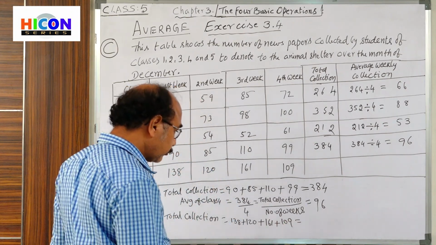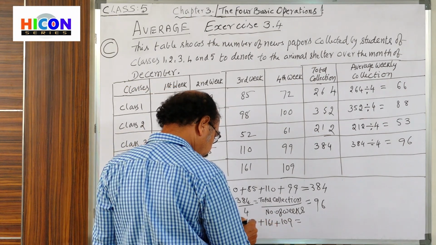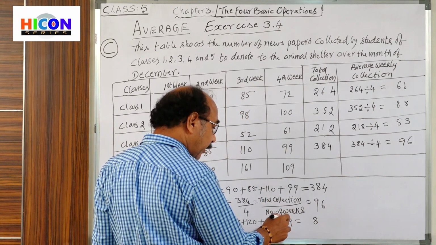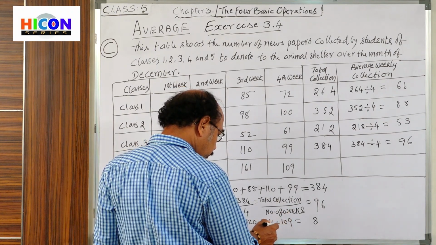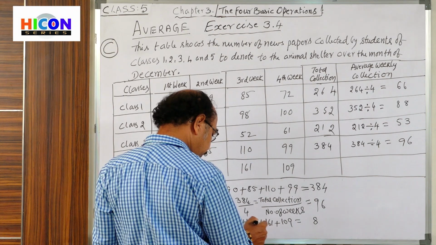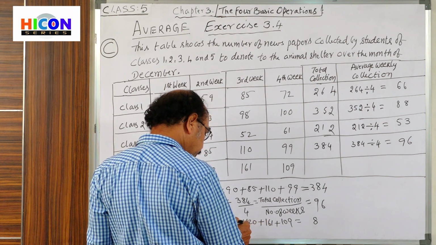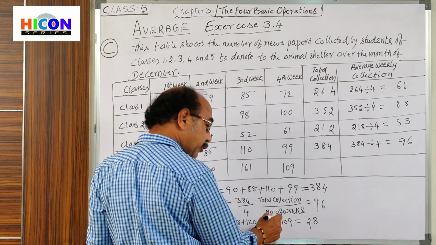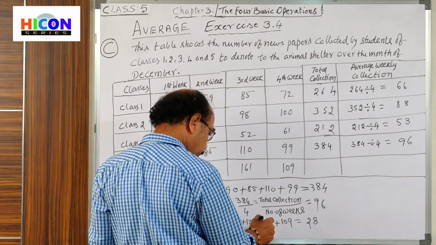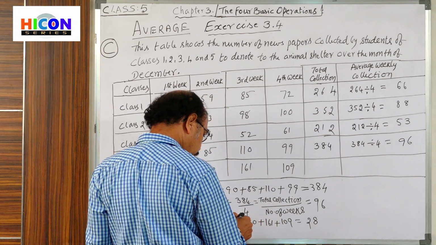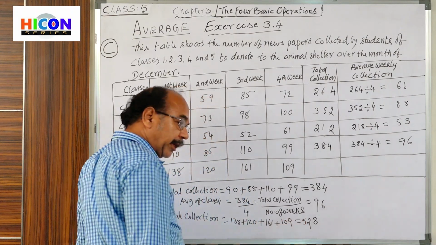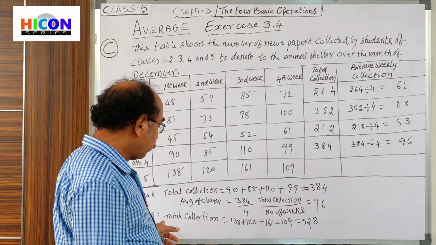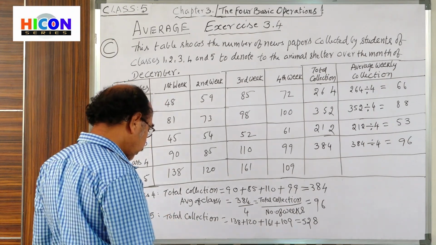Add. 9 plus 1 is 10, 10 plus 8 is 18. 1 is there, that 1 is to be carried to the tens place. 1 plus 0 is 1, 1 plus 6 is 7, 7 plus 2 is 9, 9 plus 3 is 12. 2, 1 is there, that 1 is to be carried to the hundreds place. So 1 plus 1 is 2, 2 plus 1 is 3, 3 plus 1 is 4, 4 plus 1 is 5. 528 total collection for class 5.